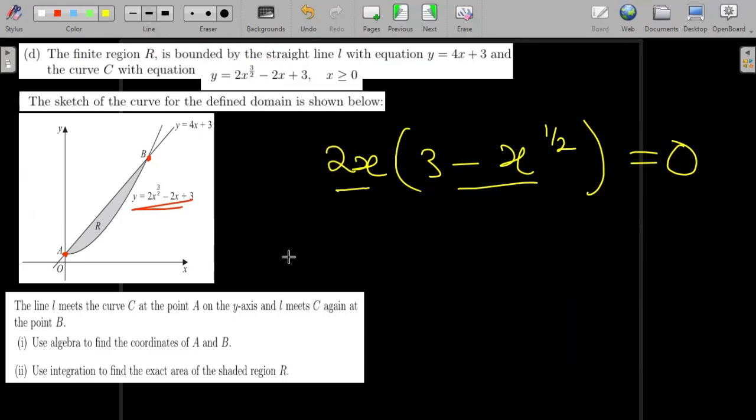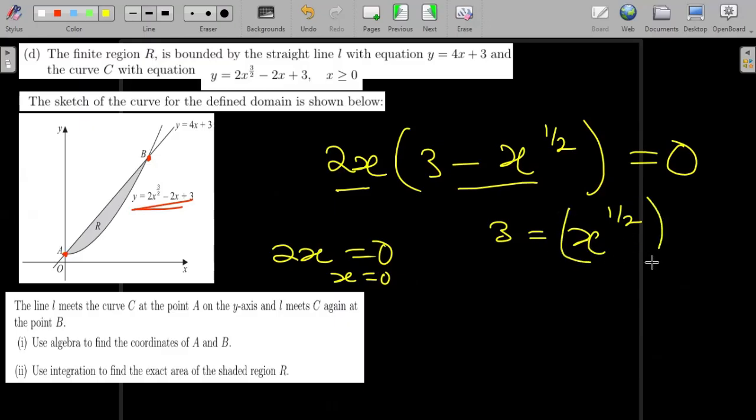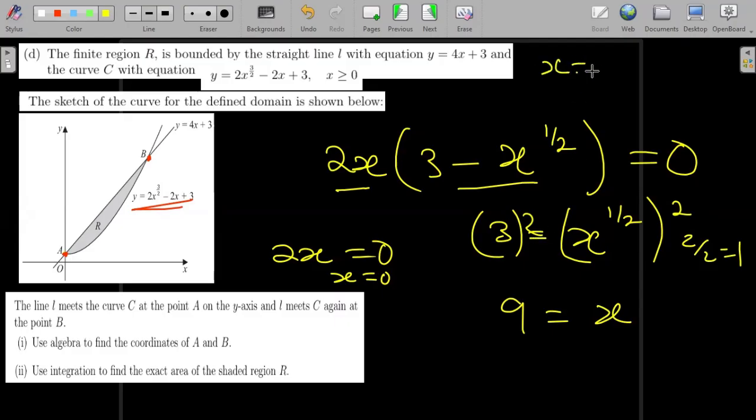So if I equate this to 0, it means my x will just be 0. If I equate this to 0, it will be 3 is equal to x to the power half. So what do I do here? I raise both sides to the power 2. So here it will be 9 is equal to x, because half multiplied by 2 is 2 over 2, which will just be 1. So we remain with x. Okay, so x has two values: x is equal to 0 and x is equal to 9.